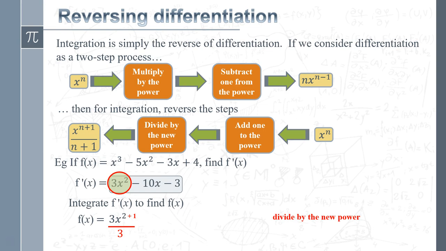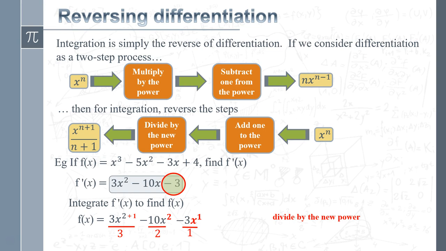That bit's done. We're going to do the tidying up in a minute, so we'll go on to the next term, which is this minus 10x again. We add 1 to the power, so this is power 1, so that becomes power 2, divide by the new power, and then the minus 3. Now, here's the interesting thing. 3 on its own, we could write as 3x to the power 0, because x to the power 0 is 1, so adding 1 to the power just gives us x to the power 1. Divide by the new power, we've got to divide by 1.